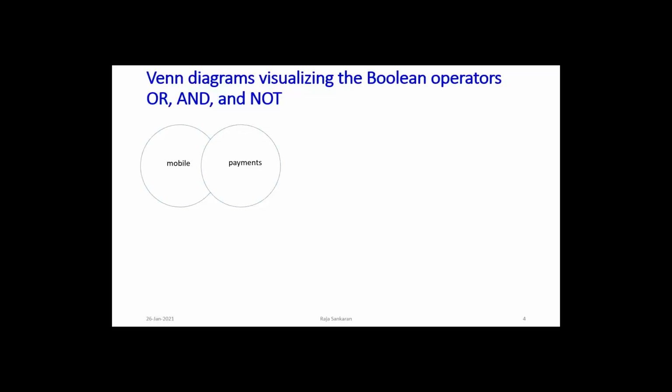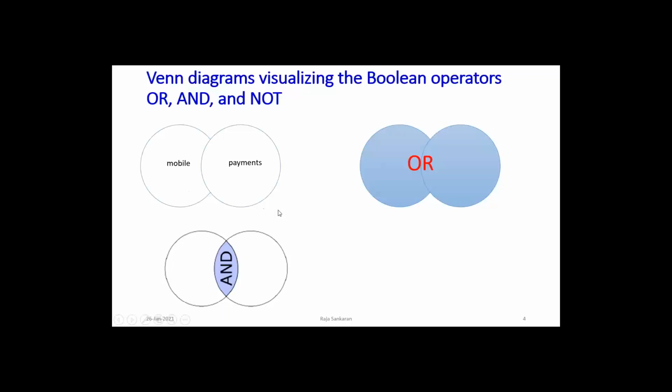What is the meaning of OR, AND, and NOT is what I will explain. If you look at what ORing is, it is nothing but when we have two categories, mobile and payments, we combine the results that we get from both. For example, if I search everything related to mobile as well as everything related to payments, a combination of these two is what would be an ORing. So I can use mobile OR payments, and the results I'll get is a combination of this.